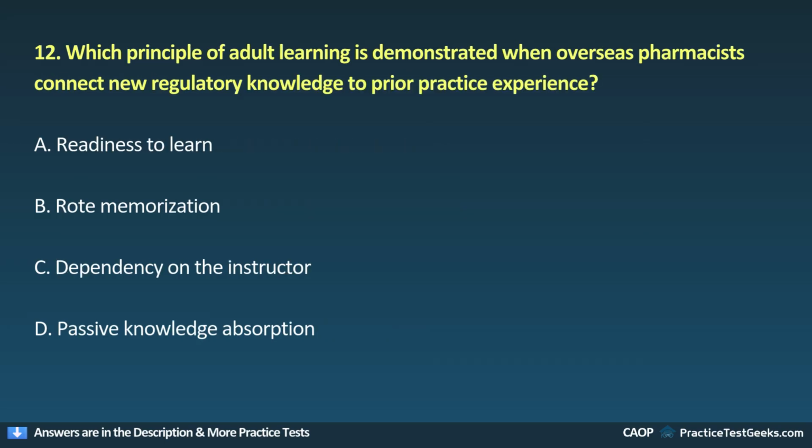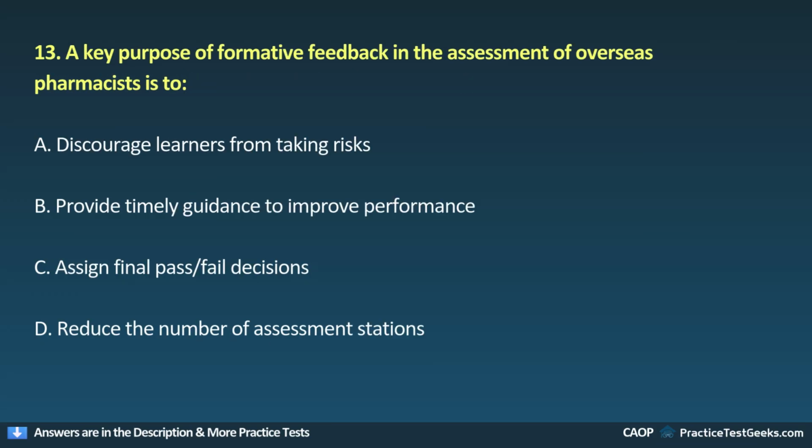12. Which principle of adult learning is demonstrated when overseas pharmacists connect new regulatory knowledge to prior practice experience? A. Readiness to learn. B. Rote memorization. C. Dependency on the instructor. D. Passive knowledge absorption.